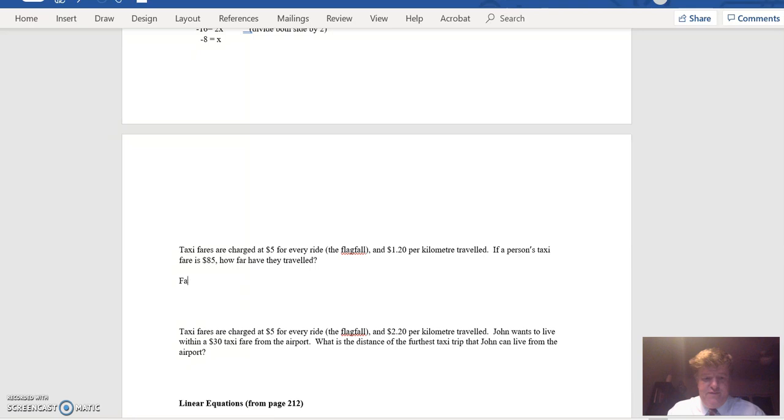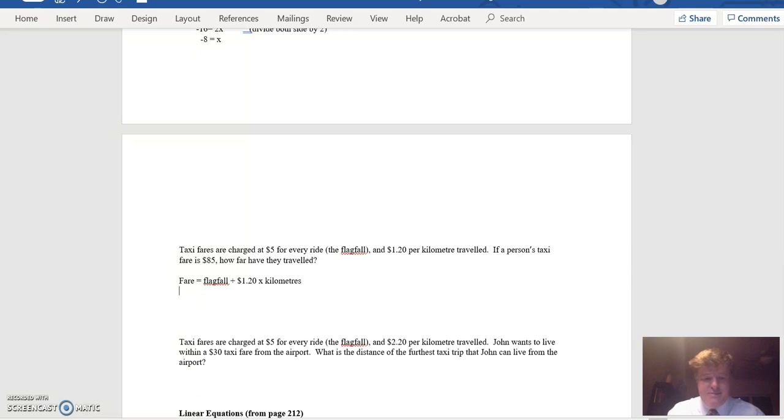So we could write the rule for the fare as saying the fare equals flagfall plus $1.20 multiplied by number of kilometres. So let's substitute what we know in. We know that the fare is $85. We know that the flagfall is 5 plus 1.2 multiplied by kilometres. And we want to find out how far they've travelled, how many kilometres they've got. So we're going to have to get kilometres by themselves.